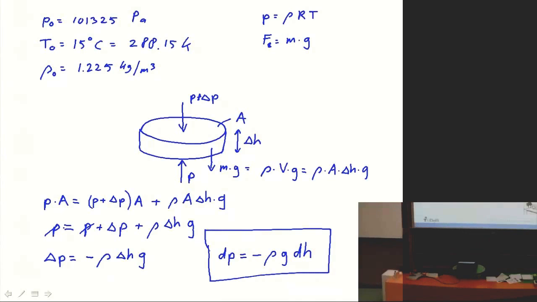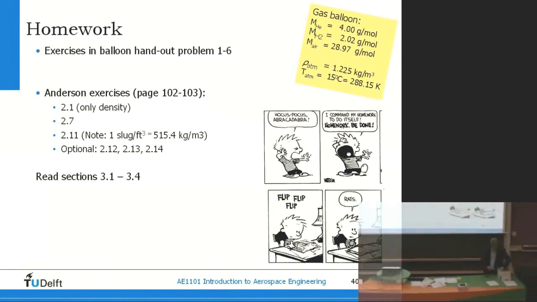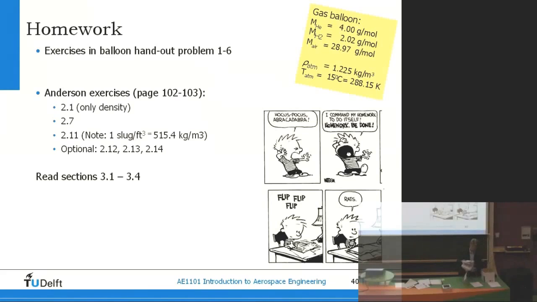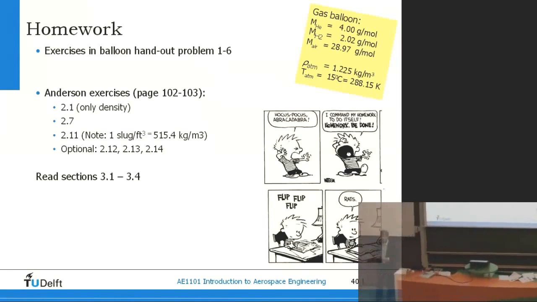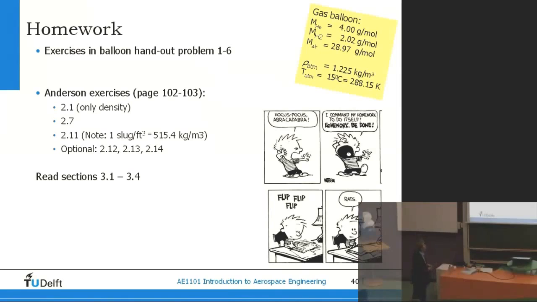For next time, which is tomorrow, I would like you to do 3 things. I've got a handout here on ballooning, because that's not in Anderson. There are 6 exercises, 6 problems in there which you should try. Also, if you want to use this new gas law, the equation of state, you can try the problems of chapter 2 of Anderson. That's 2.1, 2.7, and 2.11. And optional, you can also take 2.12, 13, and 14.